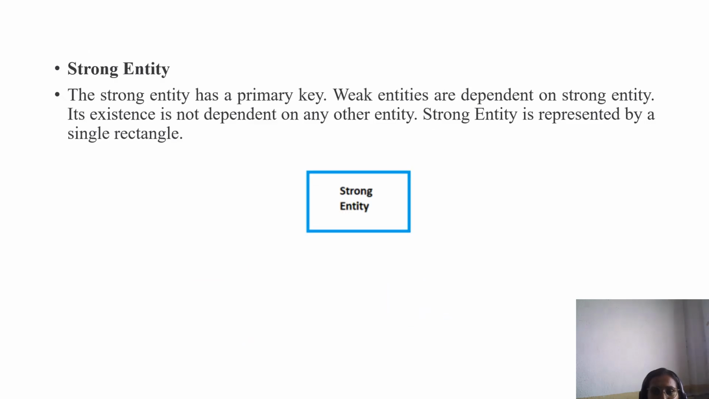And next we are going to discuss what is a strong entity. The strong entity has a primary key. Weak entities are dependent on the strong entity. Its existence is not dependent on any other entity. And strong entity is represented by a single rectangle. Strong entity, we represent it with a single rectangle.